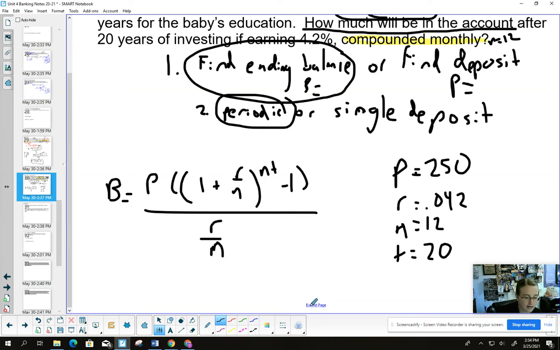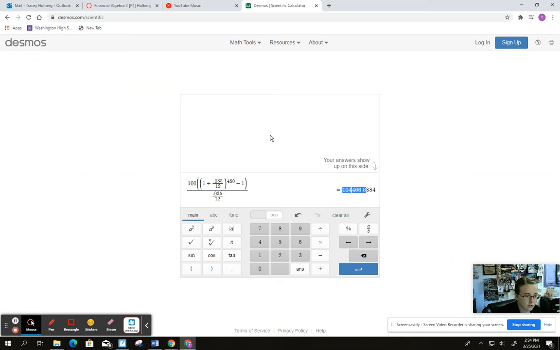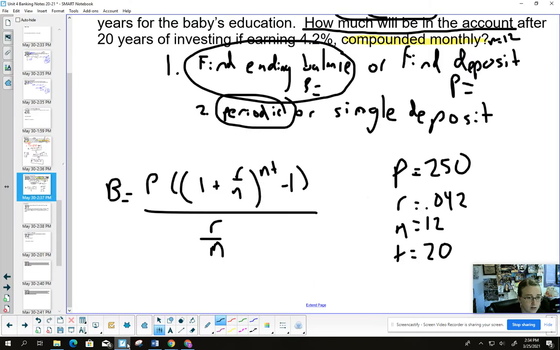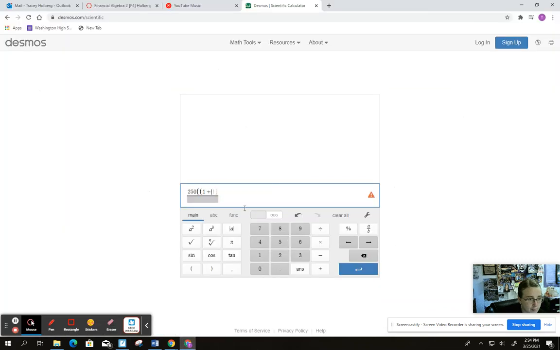Okay, so I am going to go ahead and start plugging this in here. I'm going to clear this out. I'm going to hit the fraction button first. I've got 250, double parentheses, 1 plus 0.042 divided by 12.